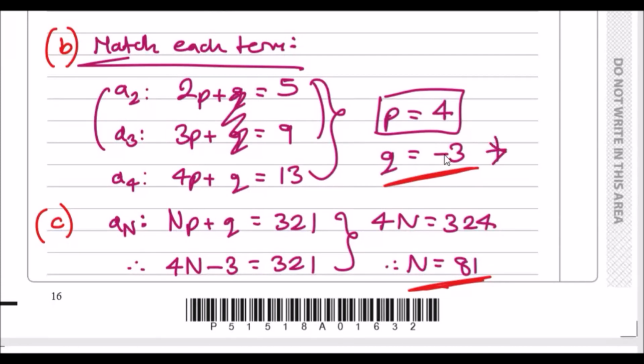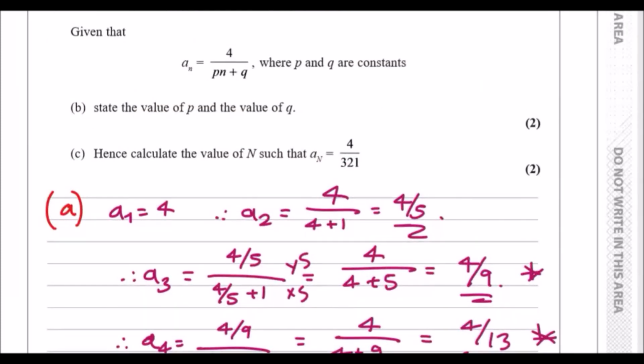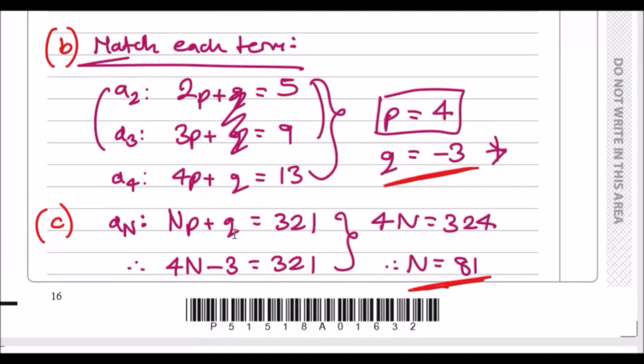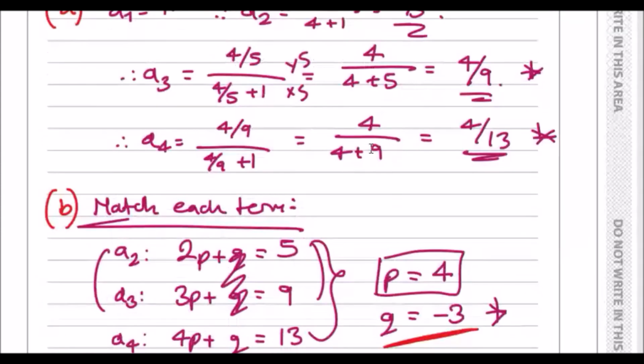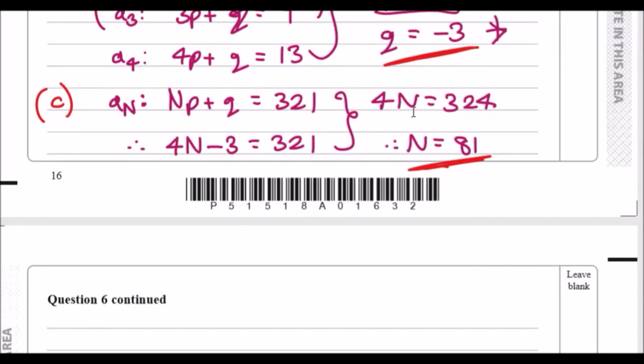And that's it. Now part C is actually similar. It says, hence calculate the value of capital N such that a(N) equals 4 over 321. Again, you've got a 4 at the top, so wherever this solution is, pN plus q has to equal 321. That's the first step. But because we've got p and q already, we can put them back in. So we have 4N minus 3 equals 321. Then we just solve it. Adding 3 across, you get 324, and then dividing by 4, you get 81. Voila.